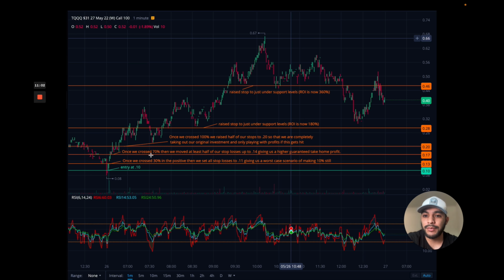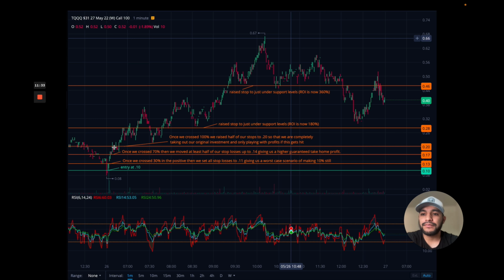Once we crossed 70%, then we moved at least half of our stop losses up to $14 per contract, giving us a higher guaranteed take-home profit, right? So crossed at 70%, moved half of my stop losses up to 40% gains. So right in between that 30 to 50% that we talked about. And now worst case scenario is half of my stop losses give me 40%, the other half give me 10%, so probably an average just under 30%. And that's a great win. That's worst case scenario at this point, which is beautiful.